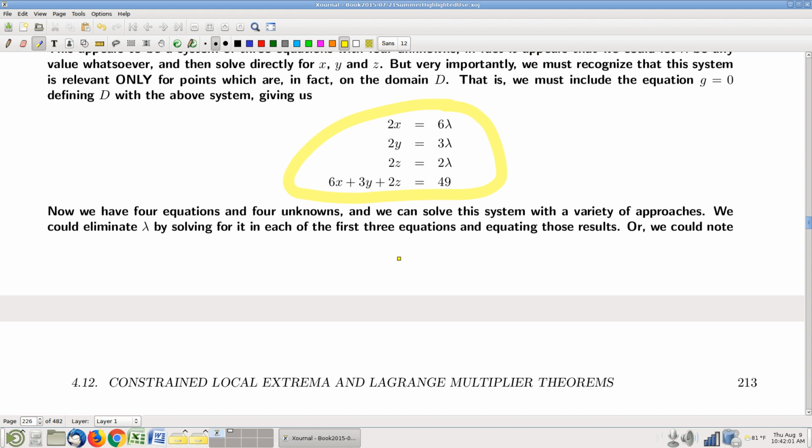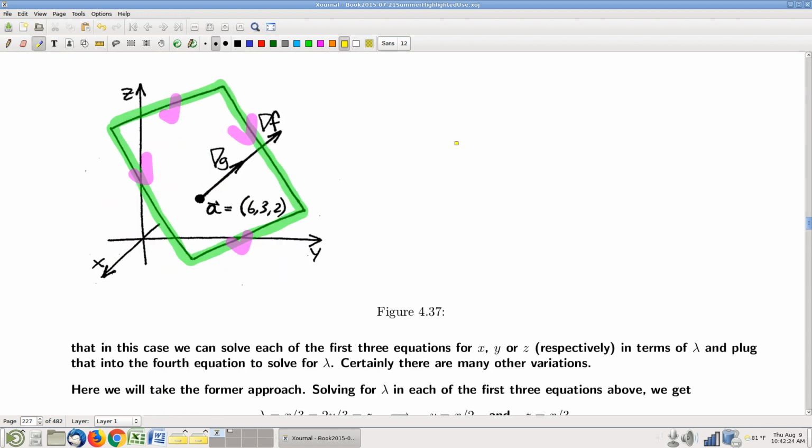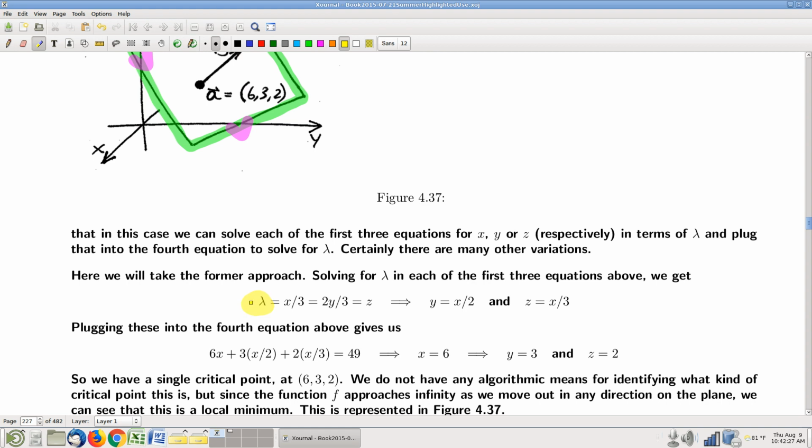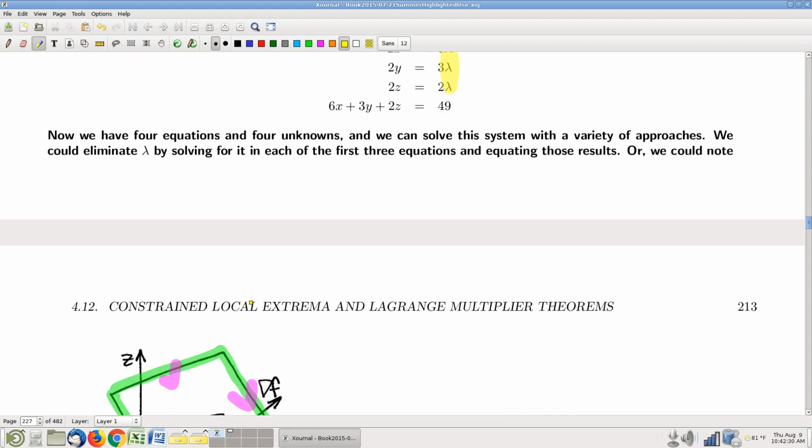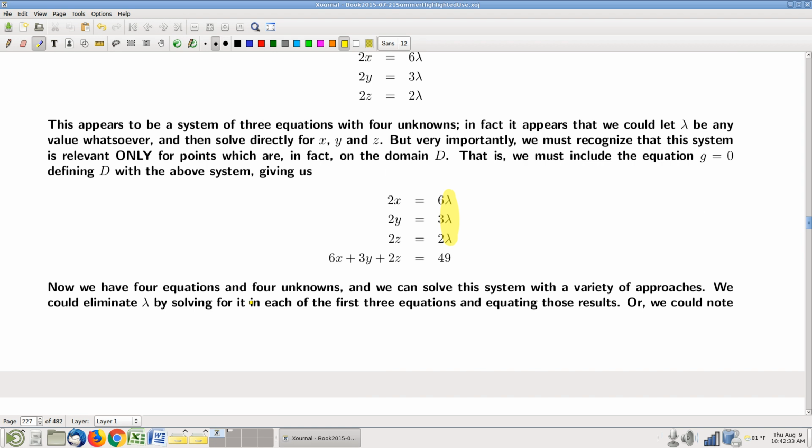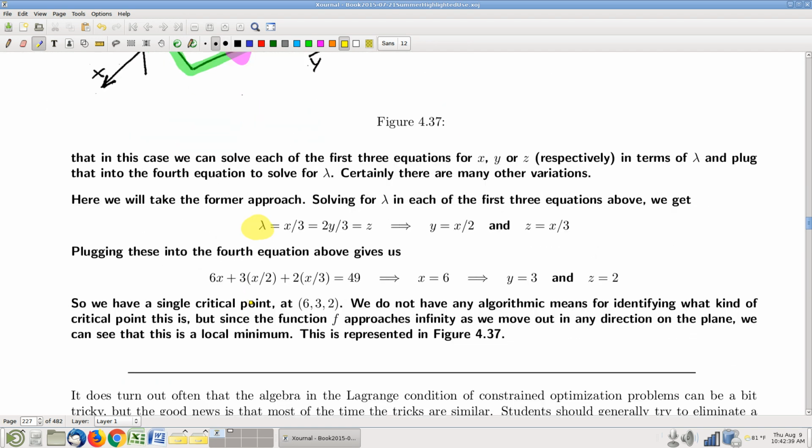Now, here's the bad news: how the algebra works out on these questions is not always the same. And there are issues that can come up. What I'm going to show you is the way that usually works. This should definitely be your first thing to try, and that is, eliminate lambda. By eliminate, what I mean is solve for it in all 3 of those equations and then set the resulting things equal to each other. So if you solve for lambda in those first 3 equations, lambda's got to be 2x over 6, it's got to be 2y over 3, it's got to be 2z over 2. All of those things equal lambda, therefore they have to all equal each other.